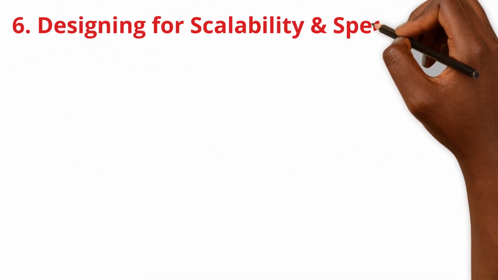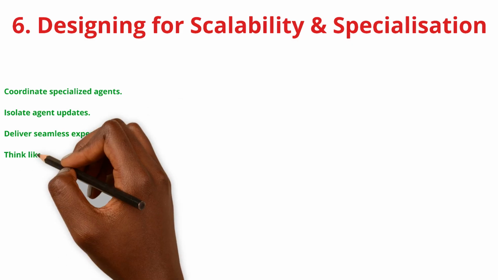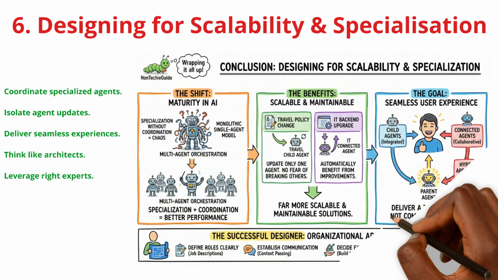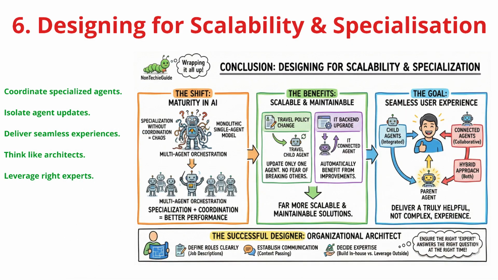To conclude, the shift toward multi-agent orchestration represents maturity in conversational AI. We are moving away from the chaotic, monolithic model where uncoordinated specialization led to failure. Instead, we are embracing coordinated, specialized teams for better overall performance. This approach drives scalability and maintainability. As shown in the middle panel, if travel policies change, you only update the specific travel agent without fear of breaking other functions. Conversely, when connected external agents upgrade their backends, your system automatically benefits from those improvements.